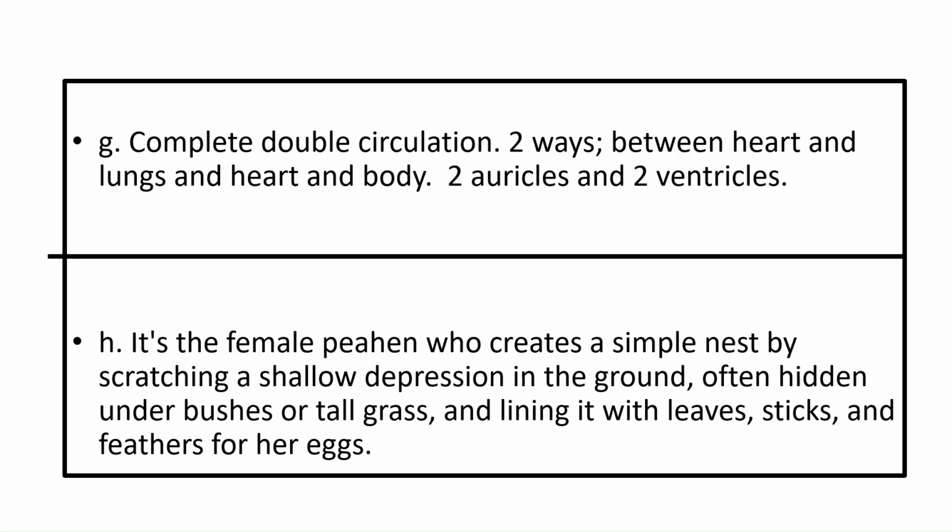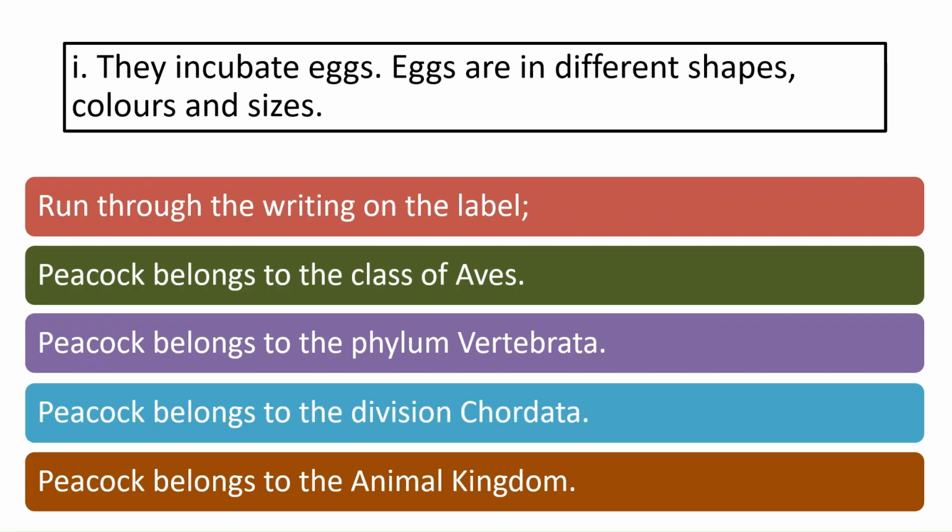Next card reads, it's the female peahen who creates a simple nest by scratching a shallow depression in the ground, often hidden under bushes or tall grass, and lining it with leaves, sticks, and feathers for her eggs. Last card reads, they incubate eggs. Eggs are in different shapes, colors, and sizes. Now, run through the writing on the label.